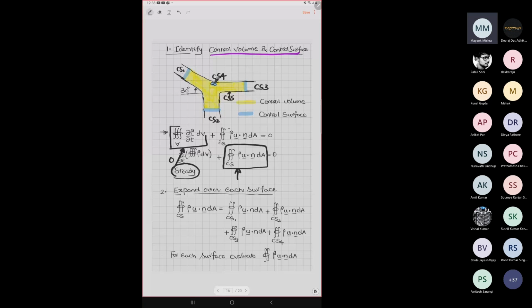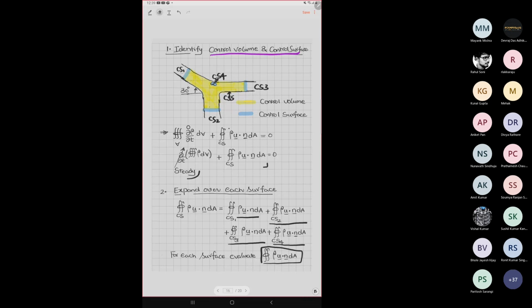Wonderful. So that means the complete control surface integral is: surface 1 rho U dot n dA plus surface 2 rho U dot n dA plus surface 3 rho U dot n dA plus surface 4 rho U dot n dA. I need to calculate these. Surface 5 is already 0. Now let us evaluate on each of these surfaces. What will be that flux coming out from this system? So let us move on to the next page.